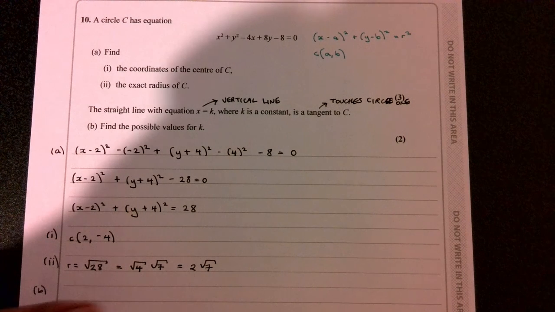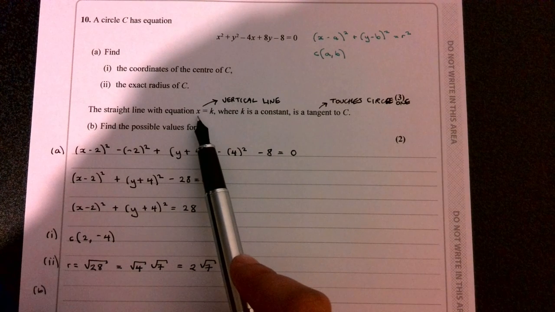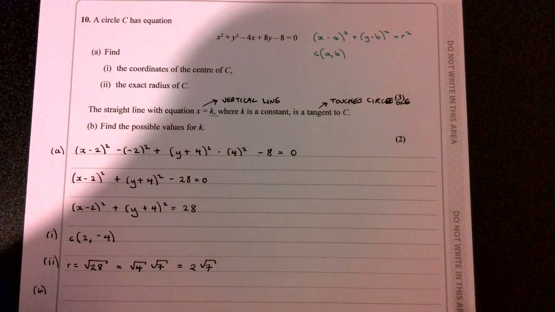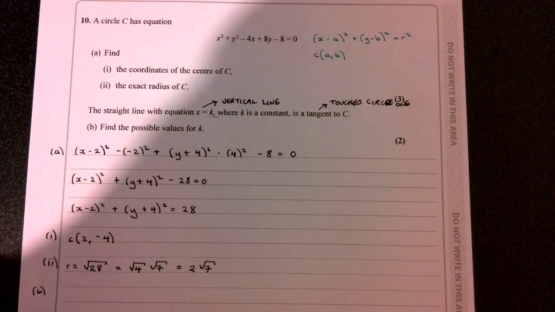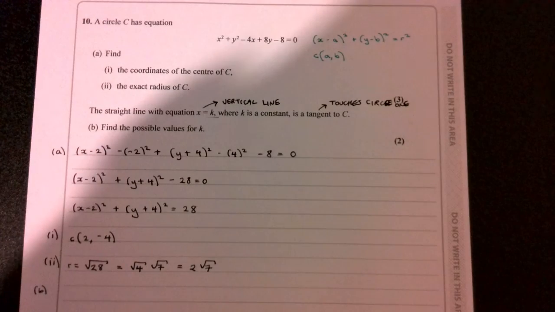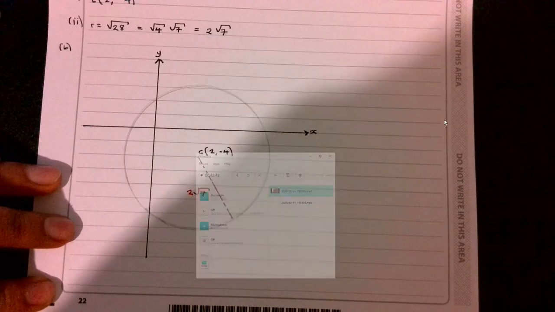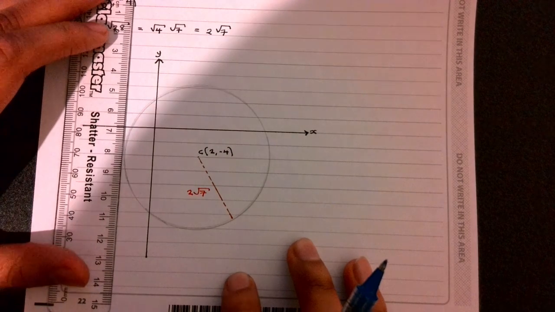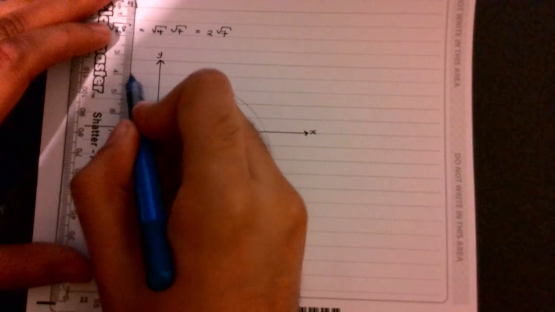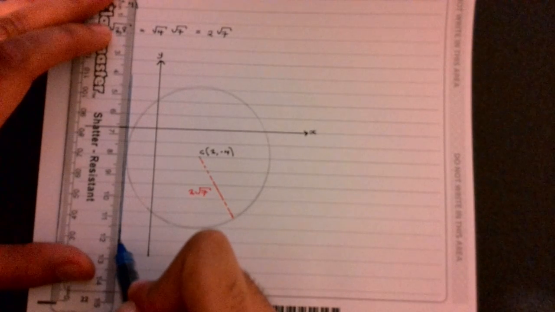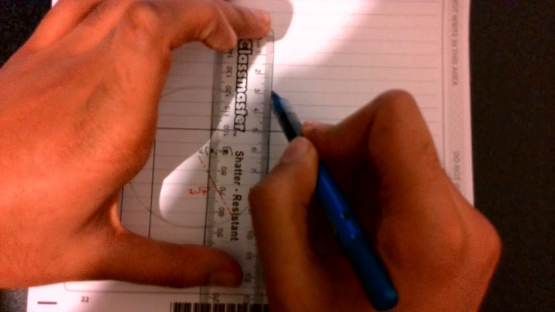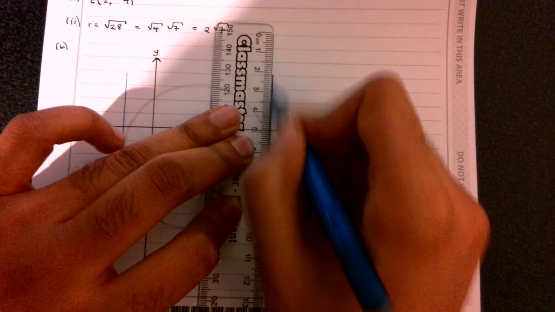Now, there's two ways to do this. One of those ways is really long, which I'm not going to cover. We could substitute in x equals k into this equation and then use a discriminant, but that would take far too long. It's easier if we just simply sketch the circle and actually see what's going on. So let's just quickly do that. If we draw those vertical lines touching the circle exactly once, we have something which looks like this, and also crosses here, so looks like this.